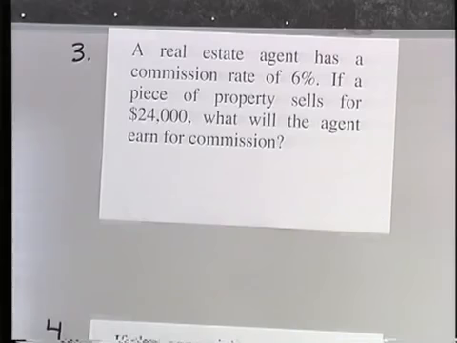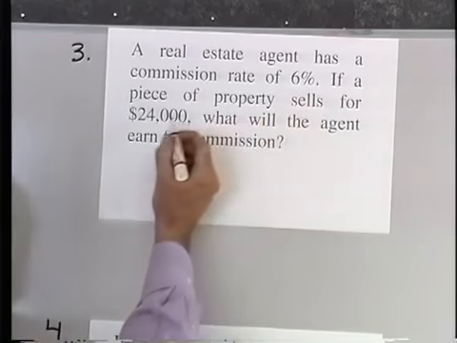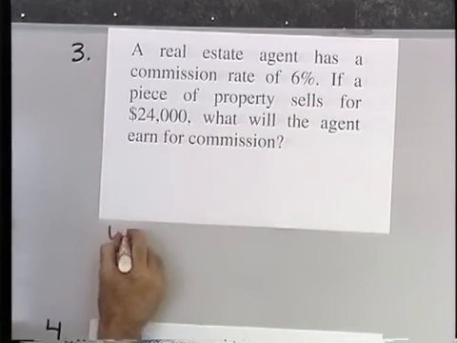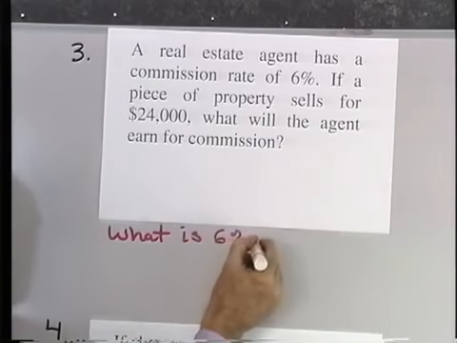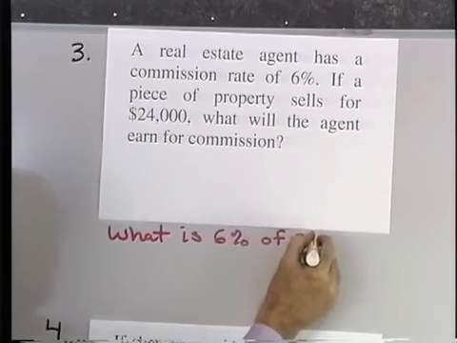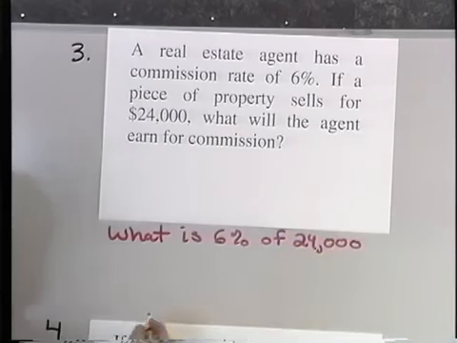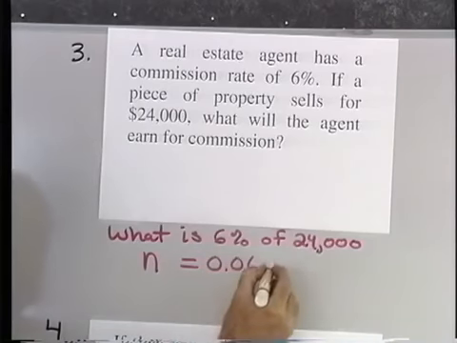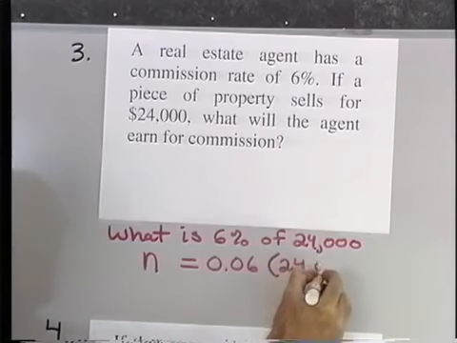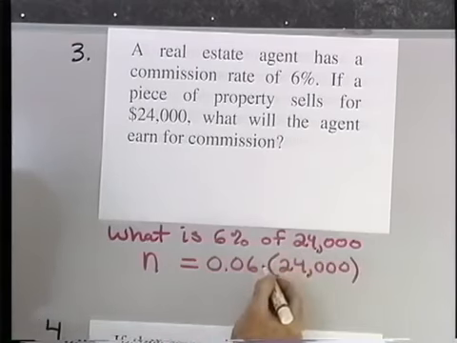Problem 3, a real estate agent has a commission rate of 6%. If a piece of property sells for $24,000, what will the agent earn for commission? So I want to know what number is 6% of 24,000. Translate into an equation. N equals 0.06 times 24,000, because of translates into multiply.